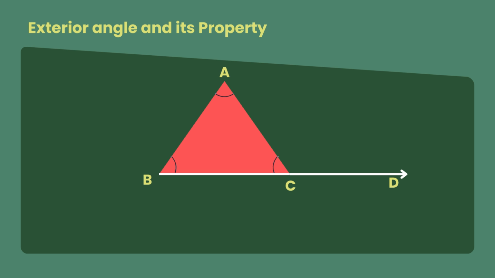Since we have just extended BC to D, it means that BD is also a straight line. That is, the angle ACD is in the exterior of the triangle, which is why it's called the exterior angle. We know these three angles are in the interior. But this time we will look at them with respect to their exterior angle.